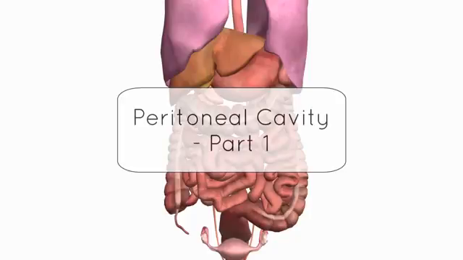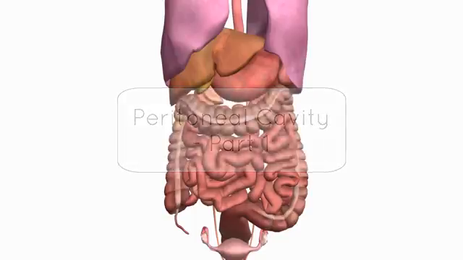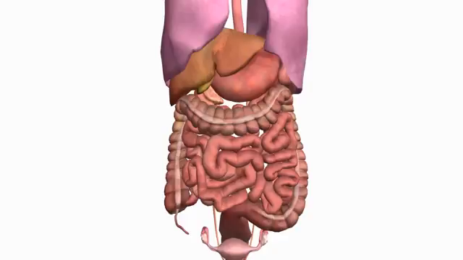Okay, so this is a tutorial on the peritoneum and the peritoneal cavity. The peritoneum is a thin serous membrane which lines the abdominal cavity and a lot of the viscera within it. It's kind of similar to the pleura and the serous pericardium. A serous membrane is one which produces serous fluid.